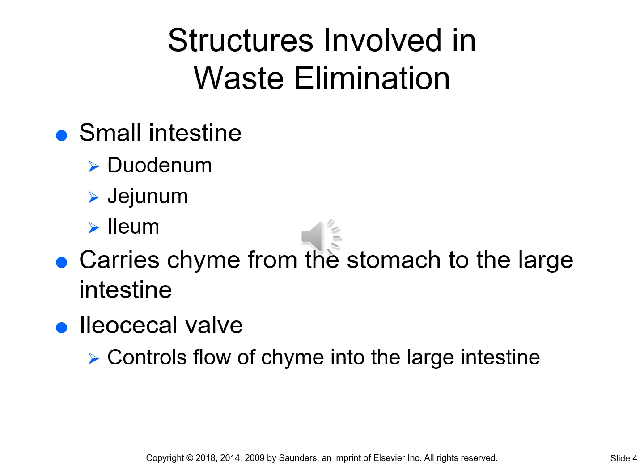Okay, so structures involved in waste elimination. You have the bowel, and the bowel consists of your small intestines and your large intestines. The stomach empties chyme, which is gastric juices and partially digested food, into the small intestines. And from the small intestines, it goes to the large intestines. The small intestines consist of three structures: your duodenum, your jejunum, and your ileum.